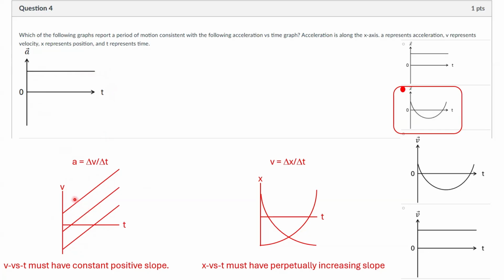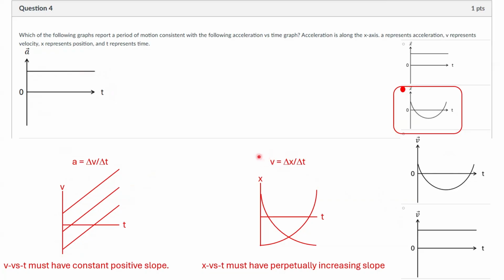So I would expect some graph that could look like this. Any of those would be possible, but it would need to have a constant positive slope. I look at my velocity versus time graph options, and none of them do that. So velocity versus time graphs cannot be a correct answer given the answer choices that were provided.